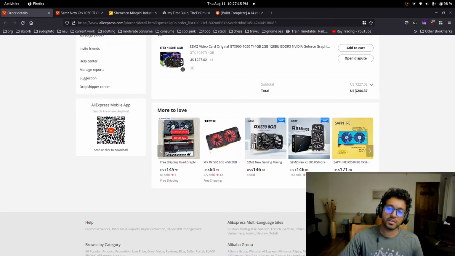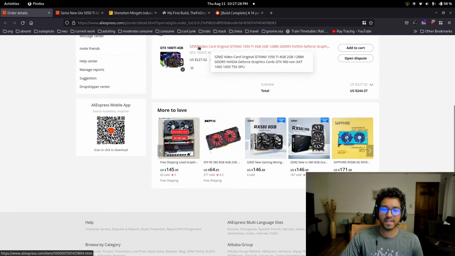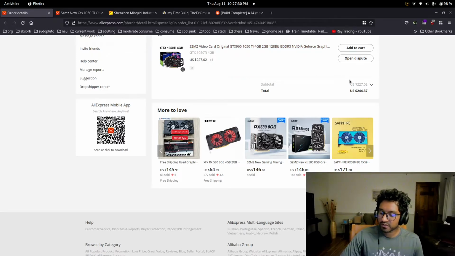Six months ago, in the height of the cryptocurrency craze, I bought a 1050 Ti for, all in total with tax and everything, $250. This is from AliExpress, from a Chinese brand. So, how'd that turn out? It's a very good question. So yeah, we'll get into it.